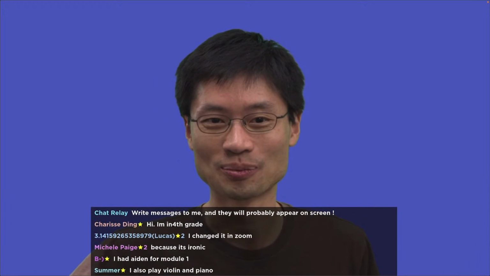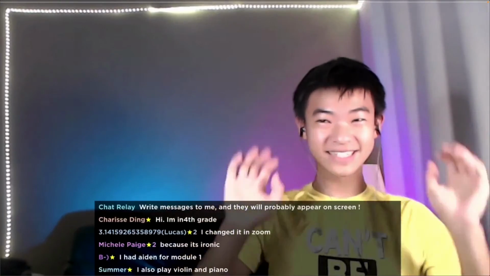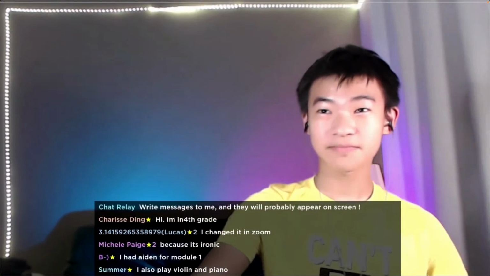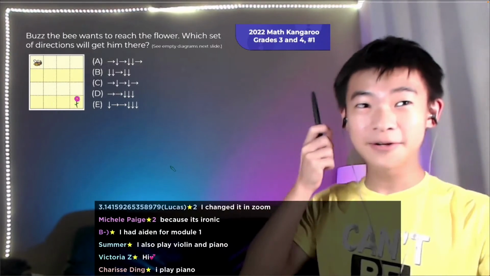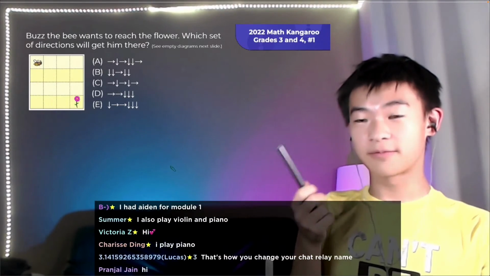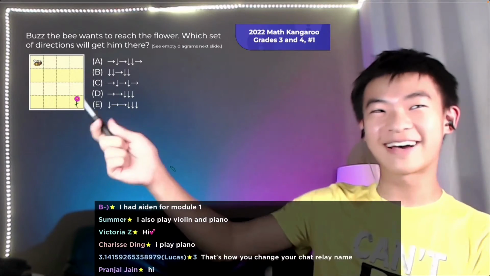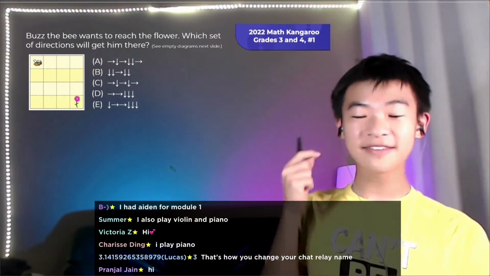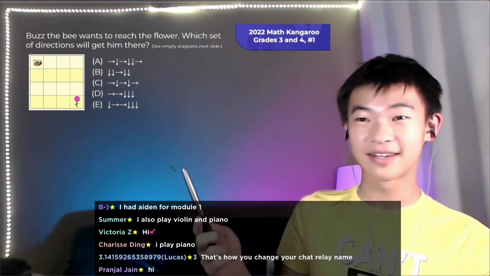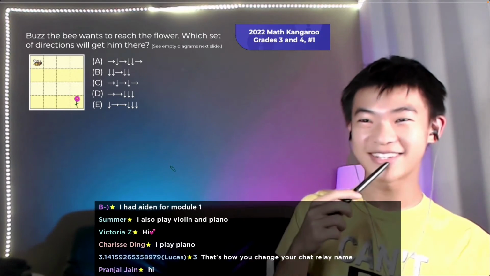Go for it. All right. Hello, everyone. I'm Aiden. Someone had me for Module 1, but let's get started with the first question first. So Buzz the bee wants to reach the flower. We have a bee named Buzz and a flower. Which set of directions will get him there? See empty diagrams on the next slide.